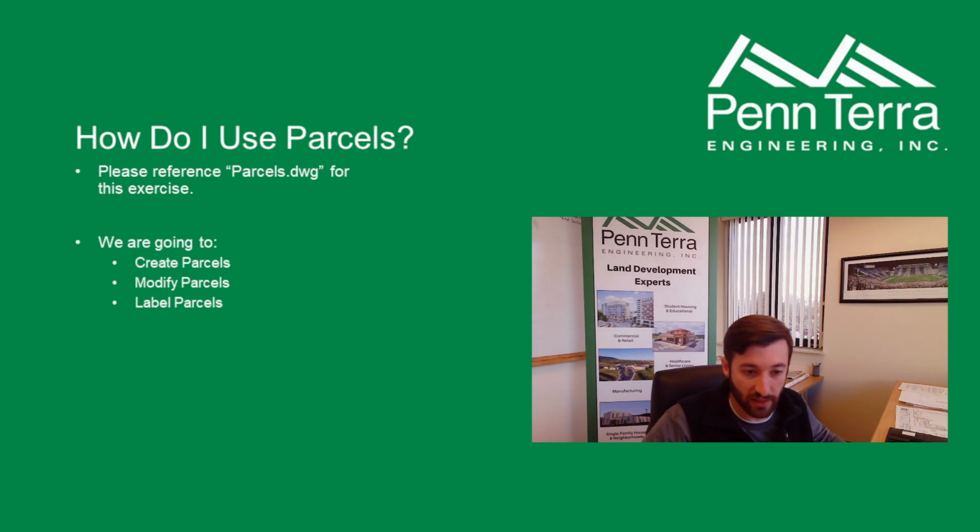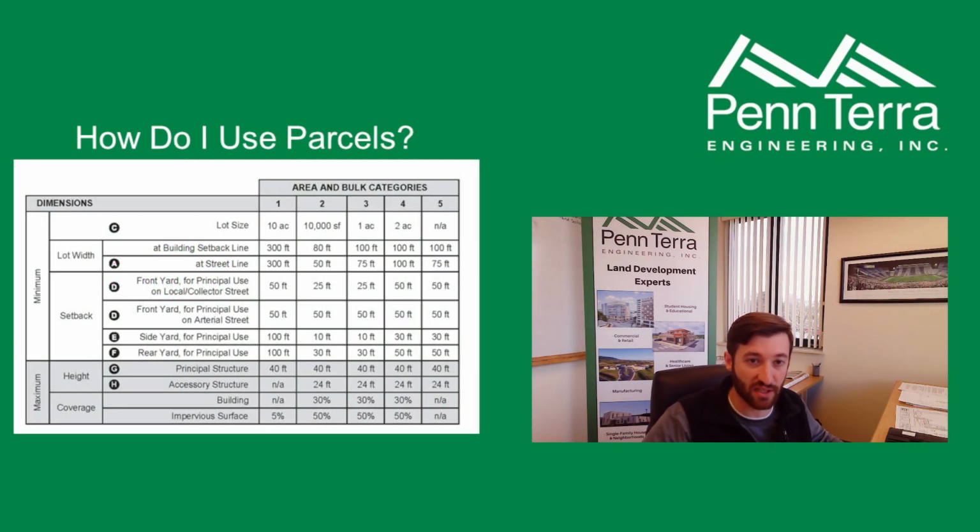So real quick before we jump into the CAD file, here's an example of one of the tables that you might see in an ordinance. This is from Ferguson Township's R1 zoning district, and the table gives you the lot area that you need to have as a minimum, your lot widths, and your setbacks. That's kind of your most important information. So in our example, we're going to do the number 2 type lot with the 10,000 square foot minimum, the 80-foot lot width at the building setback line, and the setbacks listed there in the chart. So we'll jump into CAD.